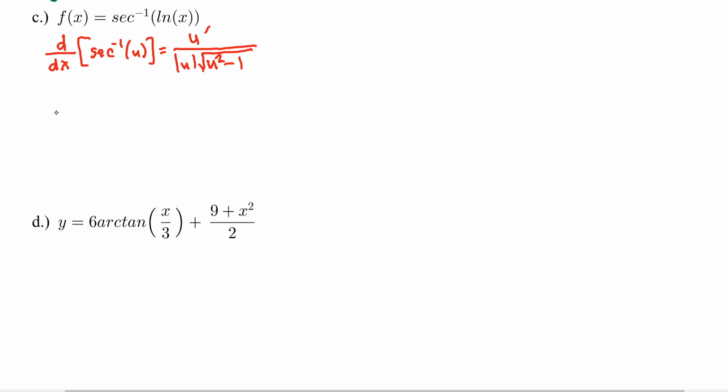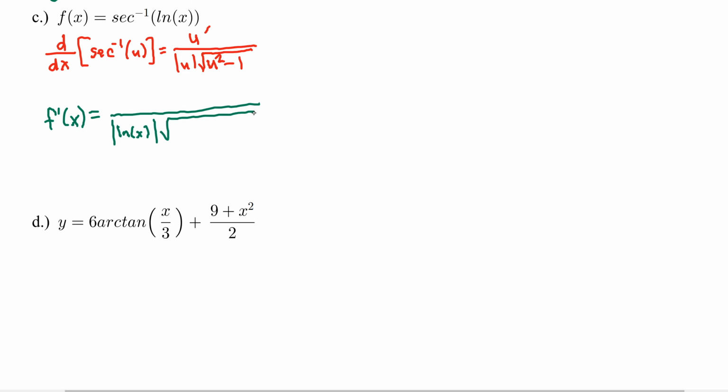So following this pattern, the derivative of f, we can call it f prime, we're going to start by differentiating the outside function, that is the inverse secant, understanding that the argument, natural log of x, is going to stay the same and have an effect with the chain rule. So according to the pattern, in the denominator, we're going to have the absolute value of the argument, which in this case is natural log of x.